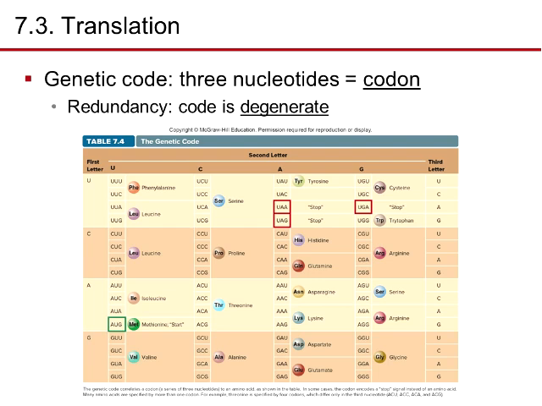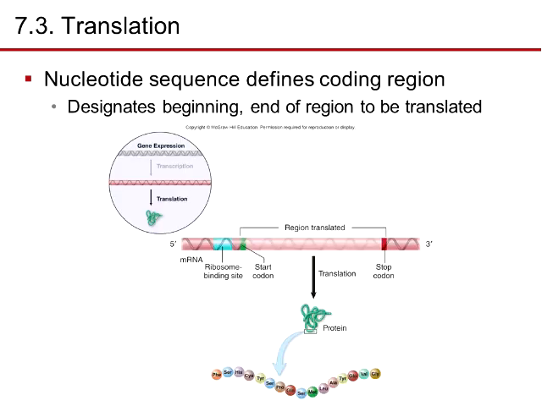Now, I'm not going to make you remember all these because that would just be mean, but I just want you to see the complexity of the process in creating this genetic code through nucleotides, which equal a codon. There's redundancy; the code is degenerate, if you will. So what you're seeing is that very complicated process as it goes through. Now, nucleotide sequence divides the coding region, so it designates the beginning and the end of the region to be translated. You can see that here.